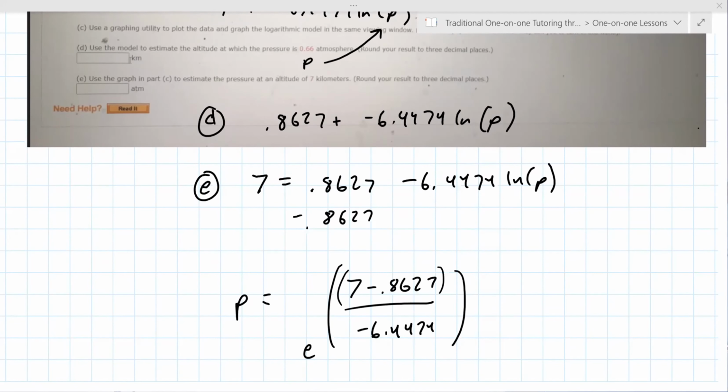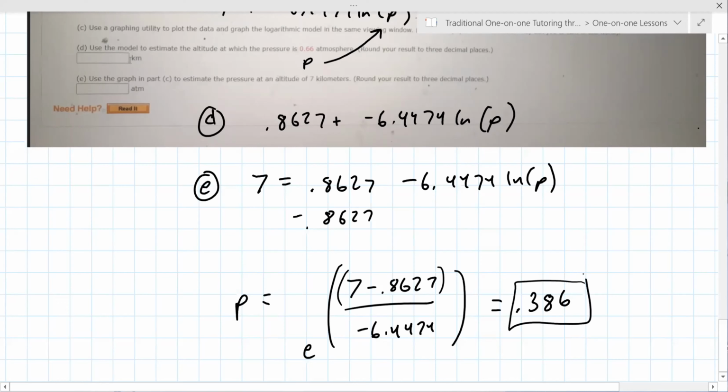0.8627 divided by minus 6.44. All right, so I get 0.386 for part E.